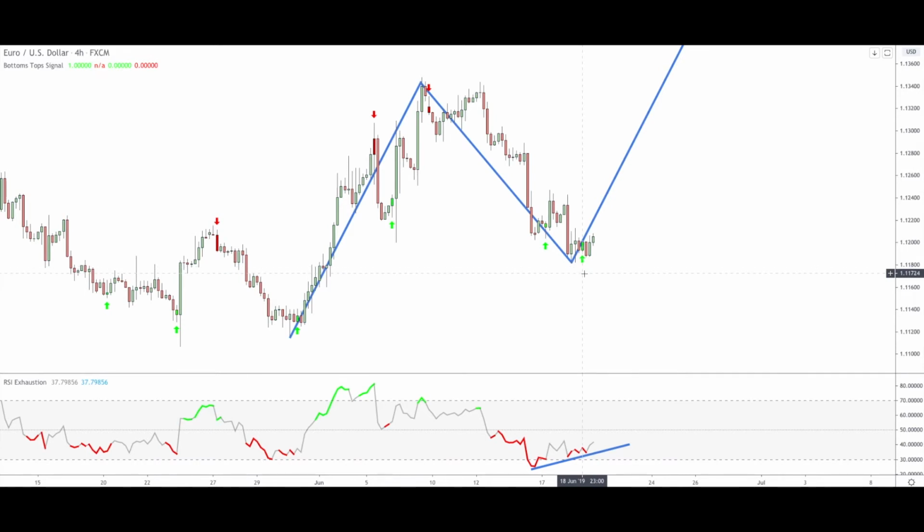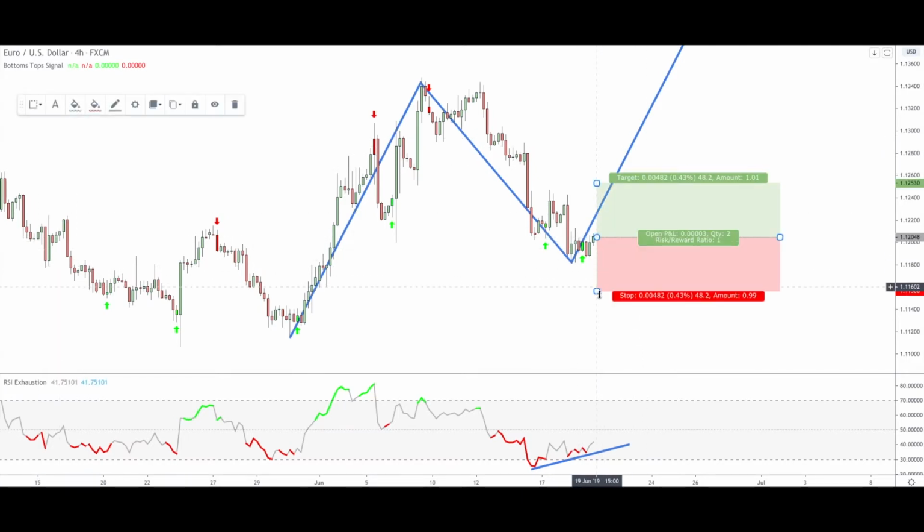So the first rule is to have divergence between the price and the RSI, and we have it. The second rule is to have the RSI exhausted, and the third rule is to have a bottom. And we have all these three rules. So we can place our order. So the order will look like this.